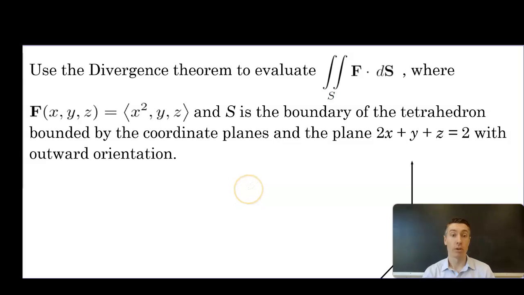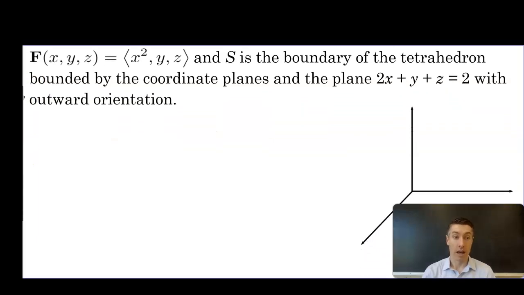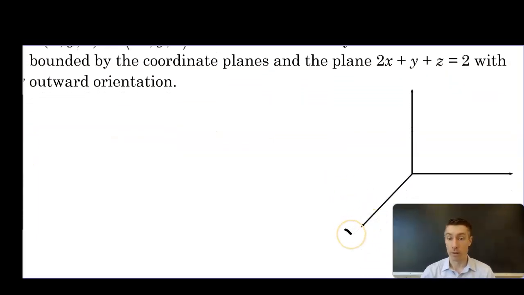Okay, our next example: use the divergence theorem again to evaluate the double integral of F dot dS, where the vector field is x squared yz, and S is the boundary of the tetrahedron bounded by the coordinate planes and the plane 2x plus y plus z equals 2 with outward orientation. So again, let's draw the region. So we have x, y, and z. So the x-intercept is going to be 1, the y-intercept is going to be 2, and the z-intercept is going to be 2 as well.